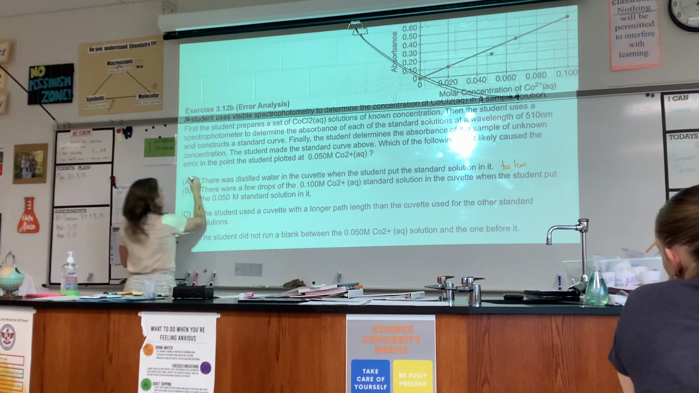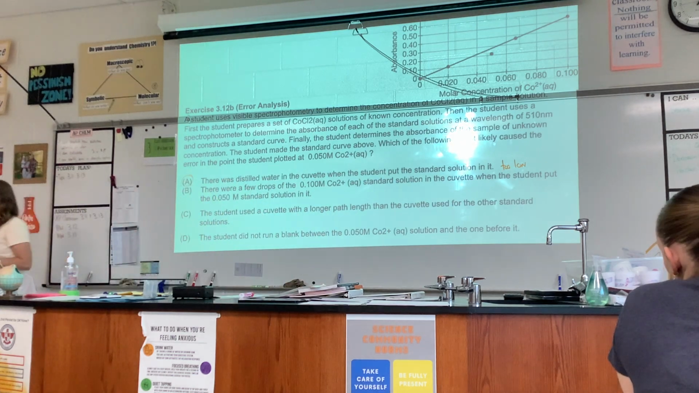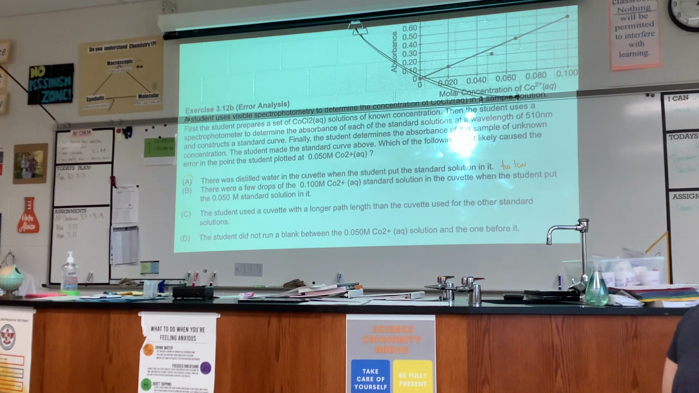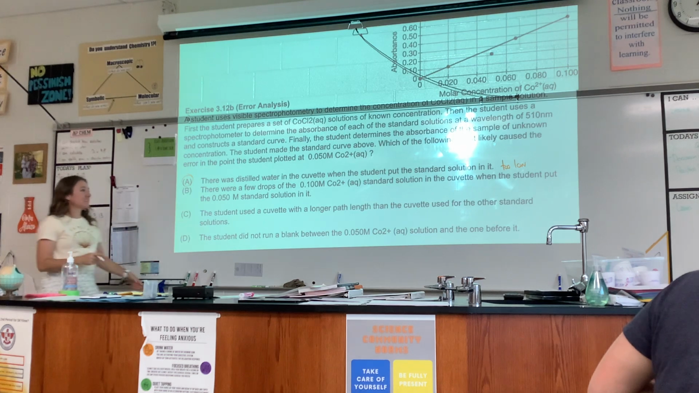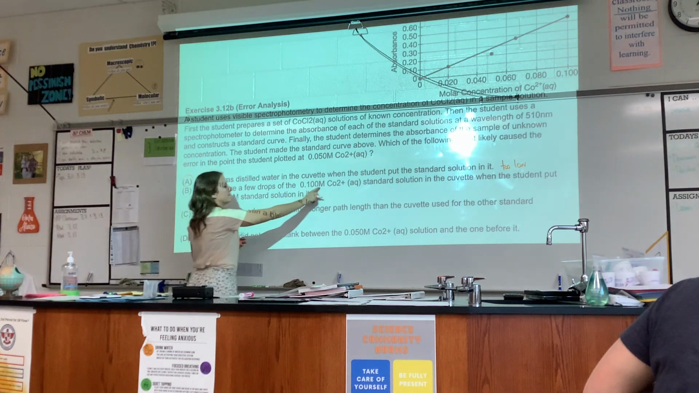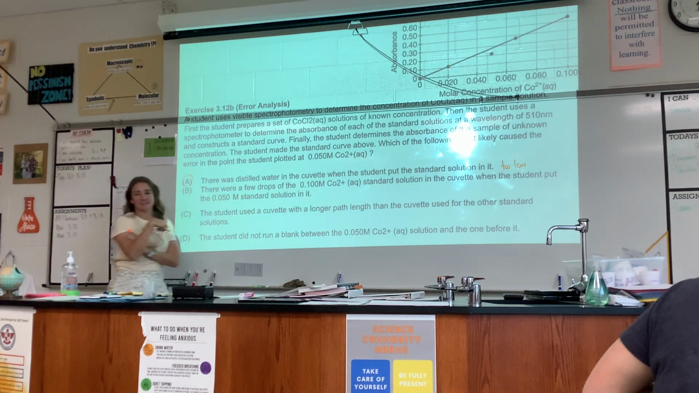I should have rearranged it so it wasn't the first one we looked at. But we'll go through the other ones just to see why not. It matches the fact our dot's too low, this would make it too low, and so that's a logical reason for the error. Unlike B, B says there were a few drops of a 0.1 molar in the cuvette.